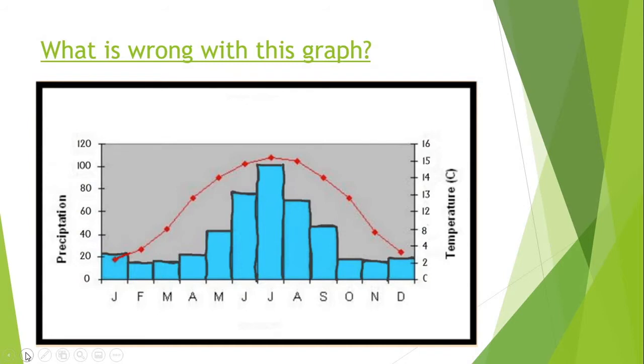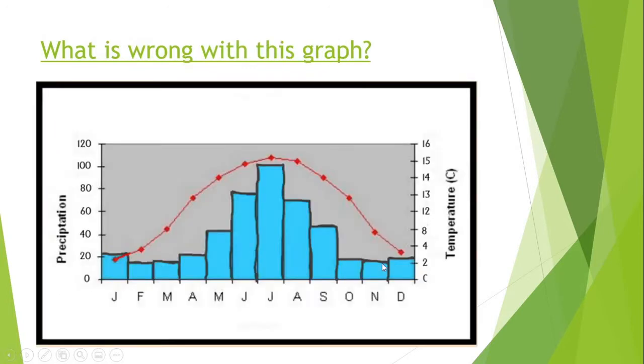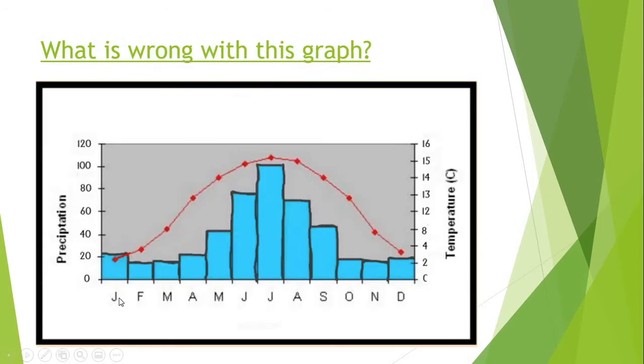Okay, so you should have a list of inaccuracies now. What mistakes did you find? Some that stood out to me was this person did not use a ruler. Axis numbers were not spaced equally. If we go back, you can see it goes up 2, 4, 8, 12. We've got jumps of 2, jumps of 4, jumps of 1. When doing an axis, it needs to be equal. It can be 2, 4, 6, 8, or 3, 6, 9, or 5, 10, 15, for example. Bars were touching. This is categoric data. Each month is a different category, so it needs its own bar, not connected to another one.